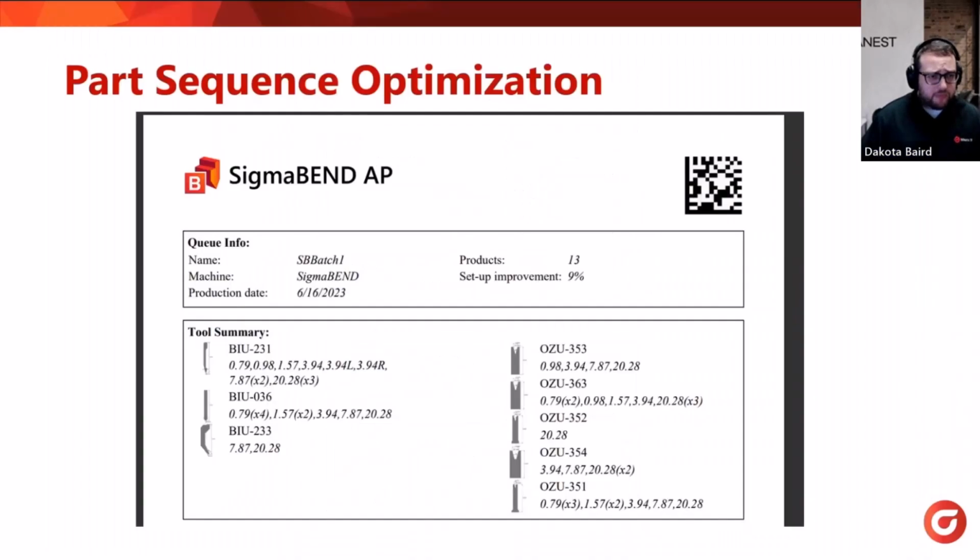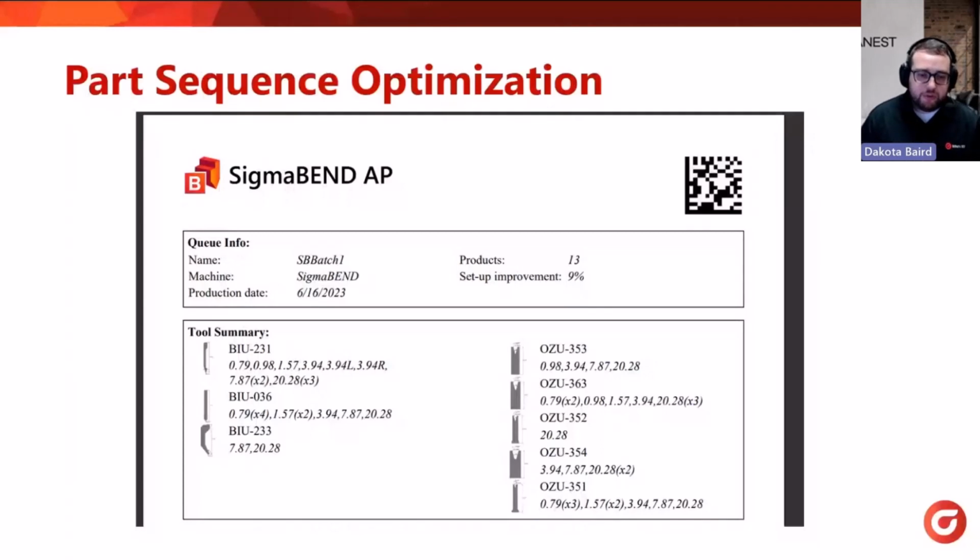So if we take a closer look at this report file here, at the top you can see the name of the job or the batch, what machine they're being performed on, and the day. But you can see that we've provided you a setup improvement. So this percentage is going to be based off of the order you told the parts to program in when you were adding them. So by default, if you hadn't done any optimization, it was just going to go down one by one, and that was your tool changing, right?